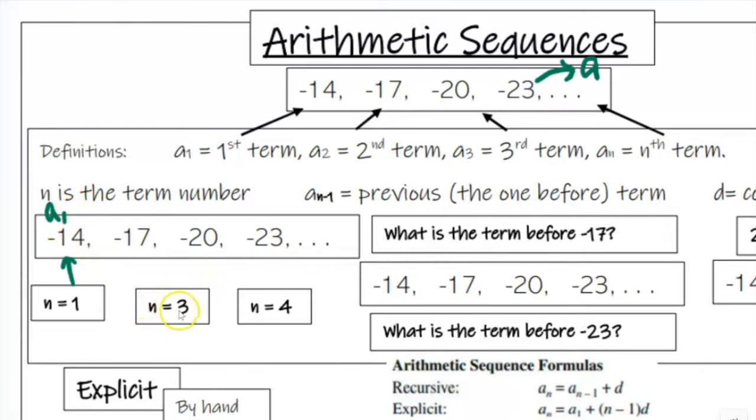When n is equal to 3, do I go to negative 17? No, I'm going to go to the third one, 1, 2, 3. So if n is equal to 3, this is going to be a sub 3. Again, this 3 is signifying that n is equal to 3. This means my third term. Please draw an arrow for n is equal to 4 and tell me the a sub bit as well.